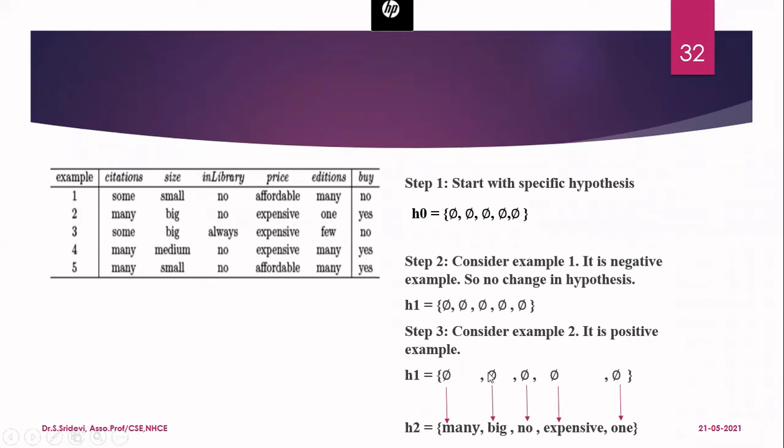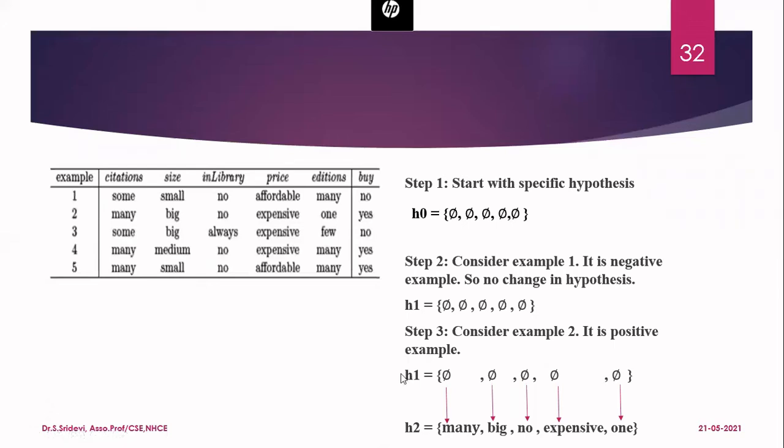Similarly, in the second attribute, we have null, but here you have to change it to big. And for the remaining attributes also we have null, so you change them to no, expensive, and 1. So what we have done is convert the hypothesis from more specific to somewhat general. Now, this hypothesis cannot classify all the training examples, so we have to consider the remaining examples also.